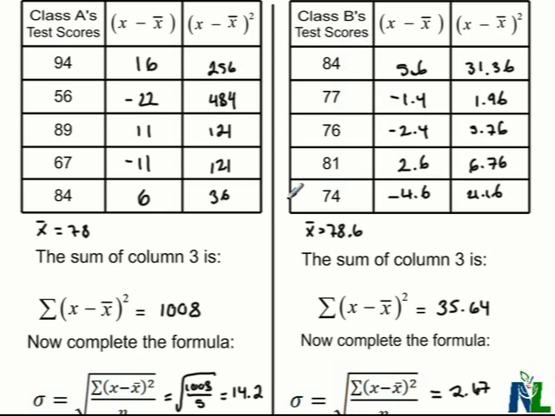But if we look at Class A, we've got 94 down to 56 and a few marks in between. So our standard deviation reflects that, where we've got a much larger standard deviation for Class A because it's more dispersed, versus a smaller standard deviation for Class B because this is more closely clustered around the mean.